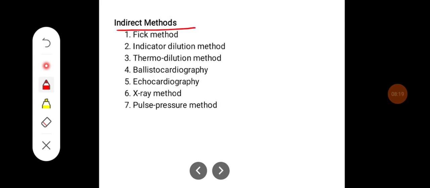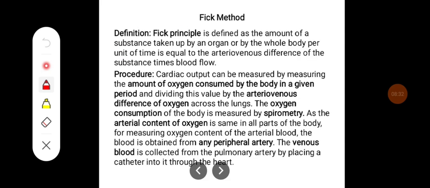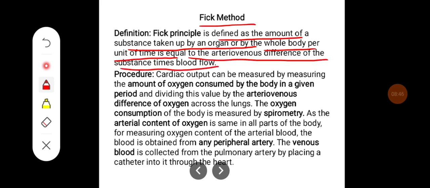Some of the indirect methods of measurement of cardiac output are Fick's method, indicator dilution method, thermodilution method, ballistocardiography, echocardiography, X-ray method, and pulse pressure method. Fick's method. Fick principle is defined as: the amount of substance taken up by any organ or by the whole body per unit time is equal to the arteriovenous difference of the substance times blood flow.